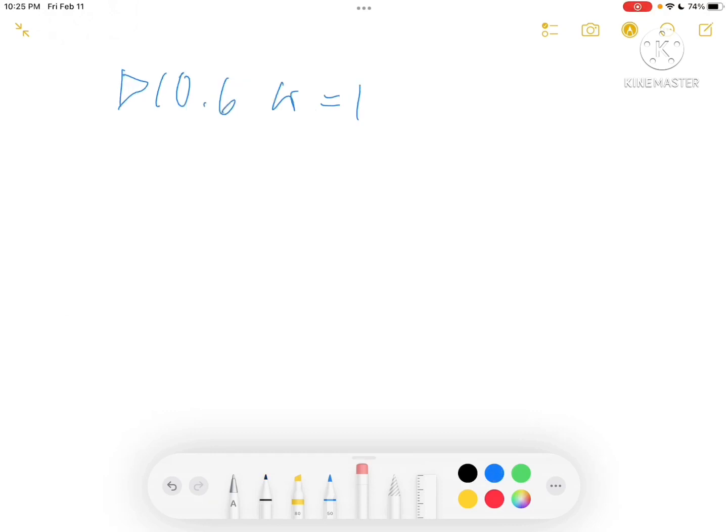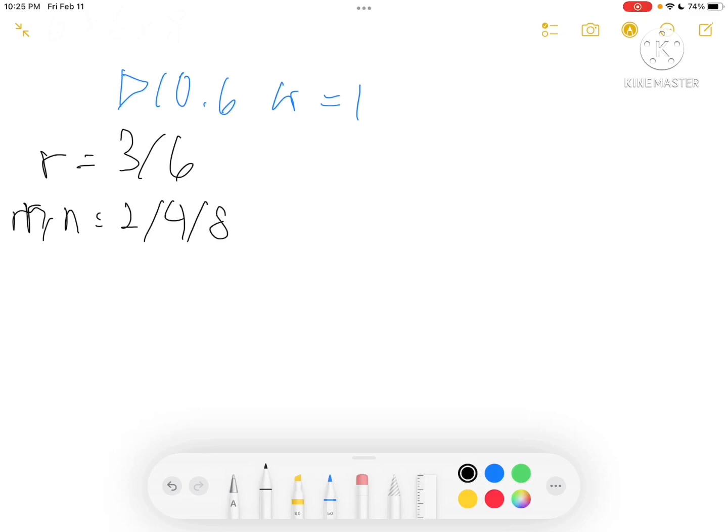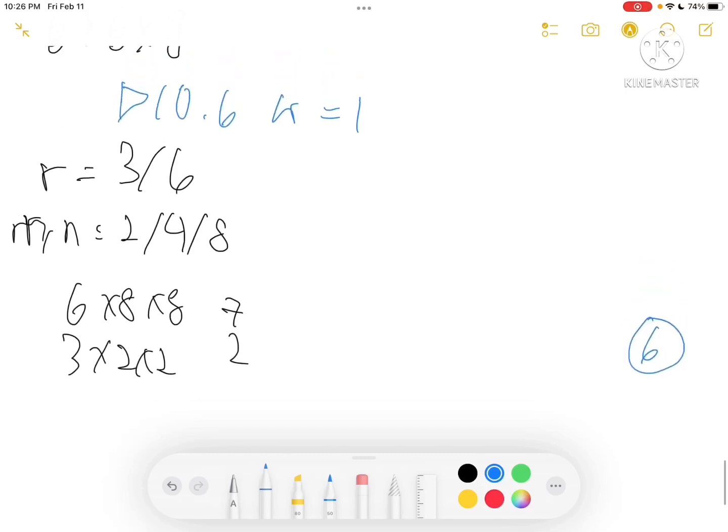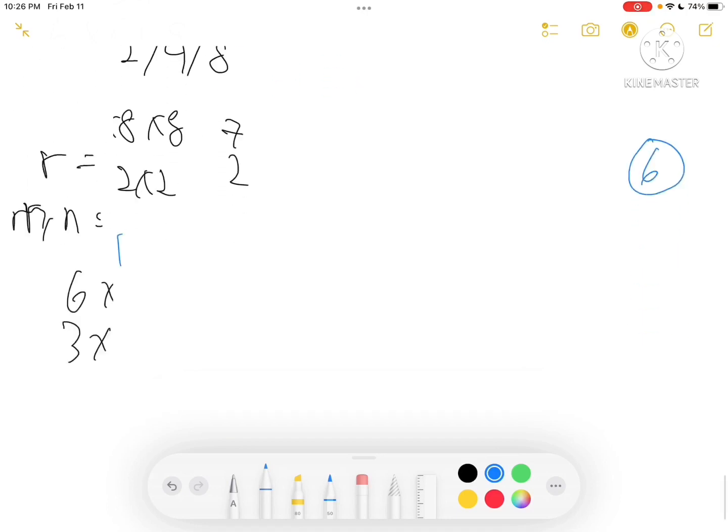Okay, so now we have our second last case, when w is equal to 1. So 1 of r, m, and n is equal to 3 or 6, and the other two of them will be equal to 2, 4, or 8. So r, m, and n can contain at most 7 factors of 2 when we have 6 times 8 times 8, and must contain at least 2 of them when we have 3 times 2 times 2. So in this scenario, every number from 2 to 7 inclusive is a possible combination of the number of factors of 2. So we have 6 possible values when w is equal to 1.